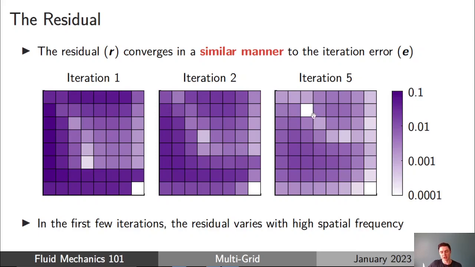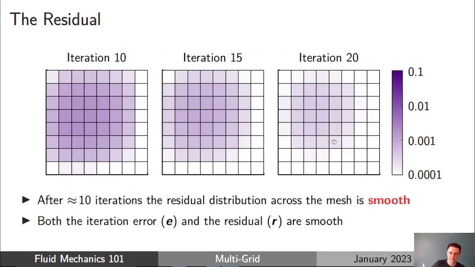Over the first 5 iterations, we can see that those high spatial frequencies are also present in the residual. But when we get more towards 10, 15, and 20 iterations, once again, we see that the residual field is spatially smooth. Those high frequency components have disappeared, and we've got this blob of high residual near the middle of the mesh. As the simulation converges, the residuals all reduce, but the distribution and the shape of this residual field stays the same. And so we can say that both the iteration error and the residual fields are smooth after, say, 5 to 10 iterations of the Gauss-Seidel algorithm.